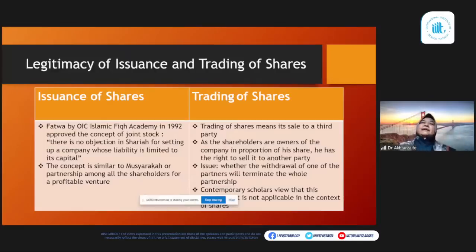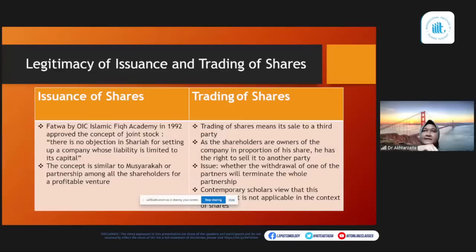What about trading of shares? After you bought the shares, can you sell to the market? What is the takyif then here? What is actually happening to the musyarakah when somebody sells the shares to another party? Does it affect the legitimacy of the musyarakah?